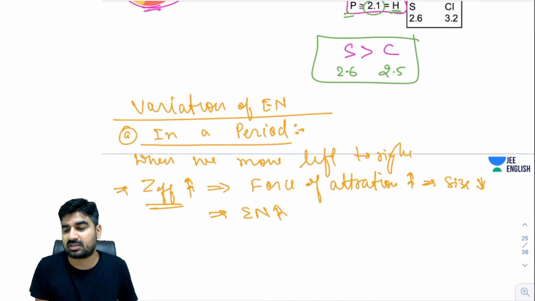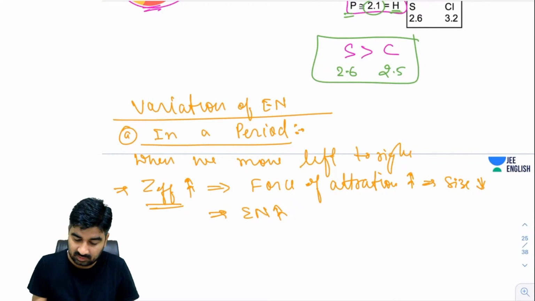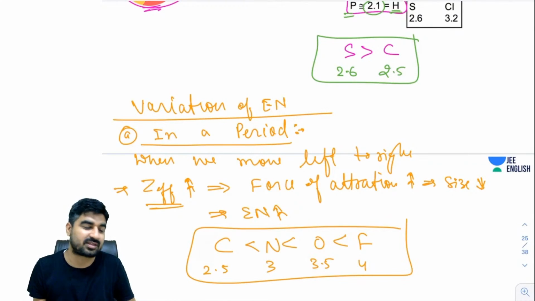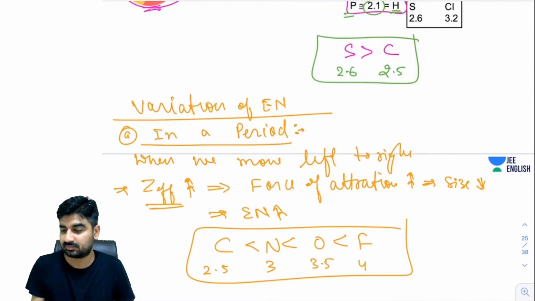So you just go stepwise. Like you can take carbon, nitrogen, oxygen, fluorine. It is increasing. There is no exception here. Just note it down.